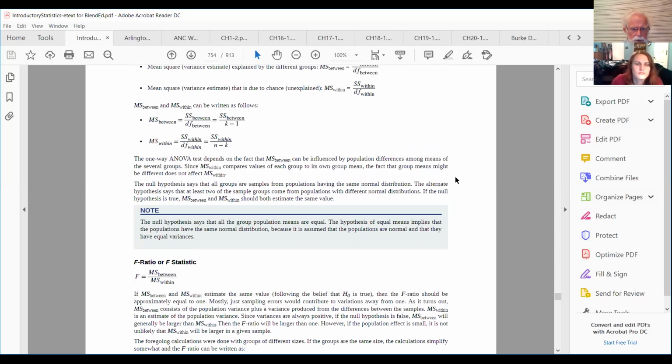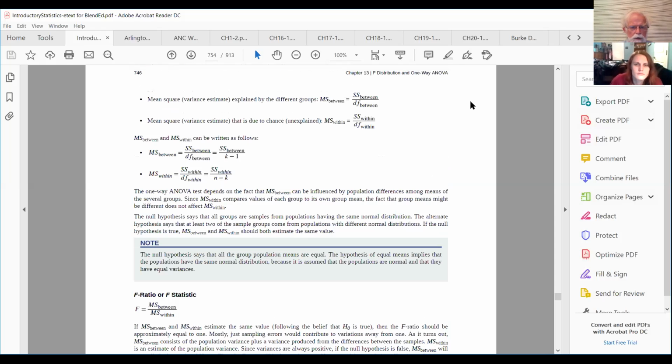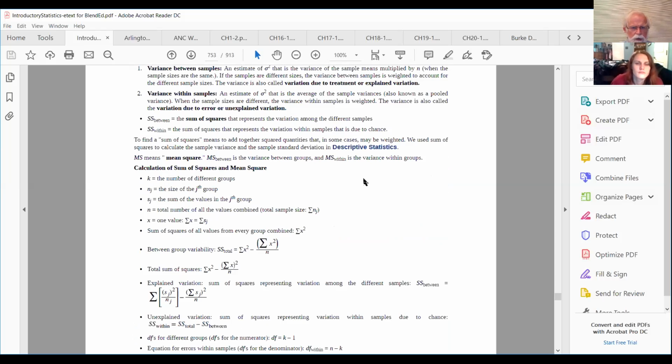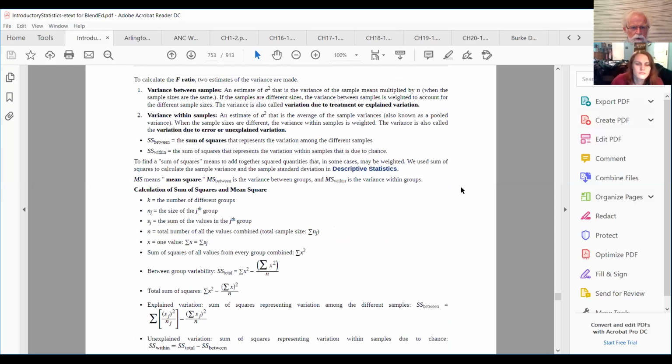And these terms, MS, etc. Let's get some definitions here. Oh, come off it. Why is that not stable? Maybe it's all the rain we're having.